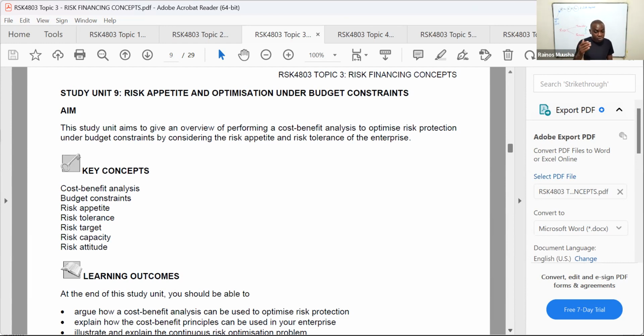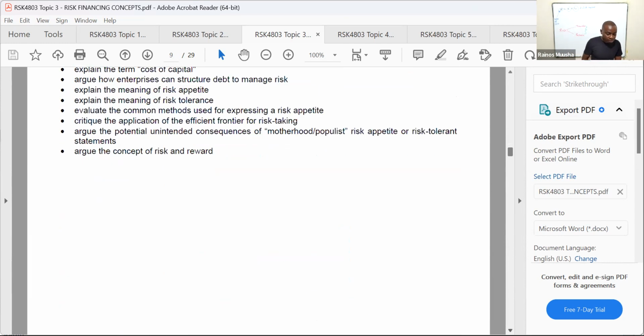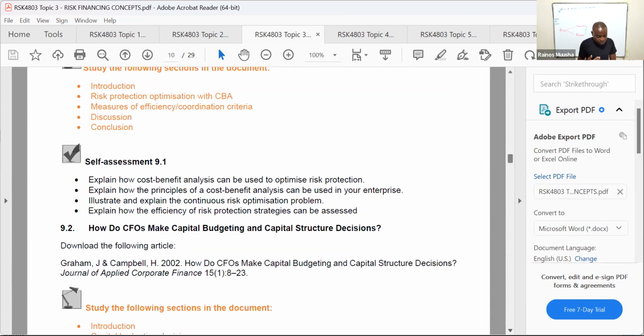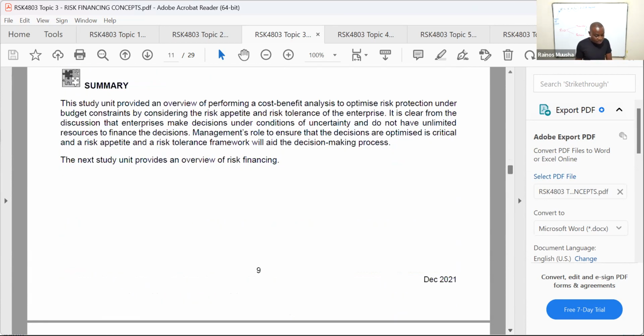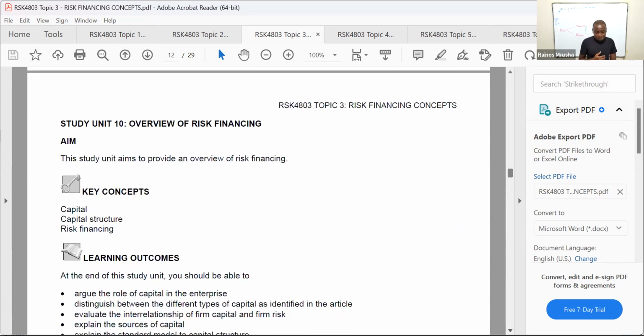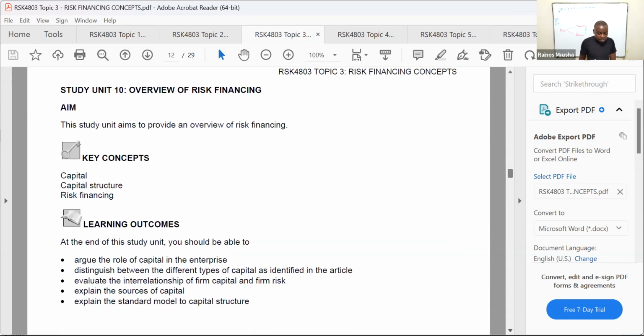Budgetary constraints when it comes to the relationship between your benefits, your risk, and your costs. And that's basically what we're going to be covering when it comes to Study Unit 9. So all these study units are going to be covered in Study Unit 9. That's basically the main message there. Study Unit 10 looks at the overview of risk financing.